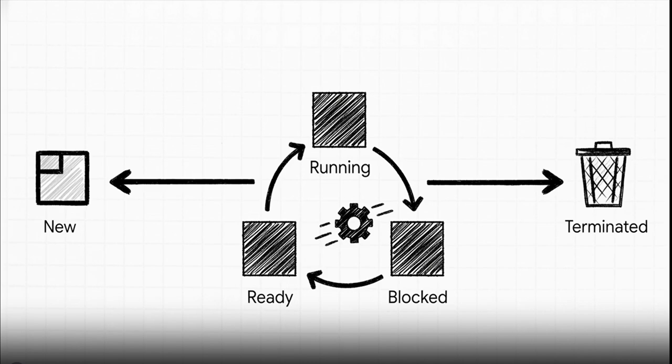Then it gets picked again, does a little more work, then maybe goes to waiting because it needs some input from you. Then it goes back to ready again, and so on. It can literally cycle through these middle states, ready, running, and waiting, thousands of times a second. The new and terminated states, though, those only happen once in its entire life.